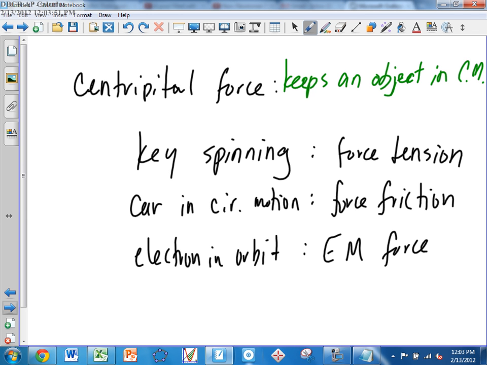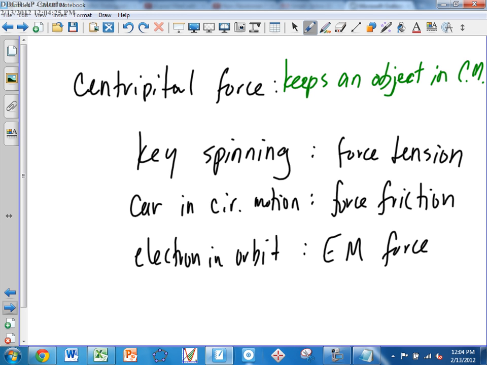So, here's the hardest part about circular motion that most students confuse. This centripetal force is not an actual force or a new thing. In every situation you have a different centripetal force. When the key is spinning, tension is the centripetal force. When the car is going around the track, friction is the force. When the electron is in the nucleus, the electromagnetic force is the centripetal force. Now, it's all about free body diagrams. You can balance your forces. That's where this all comes from.